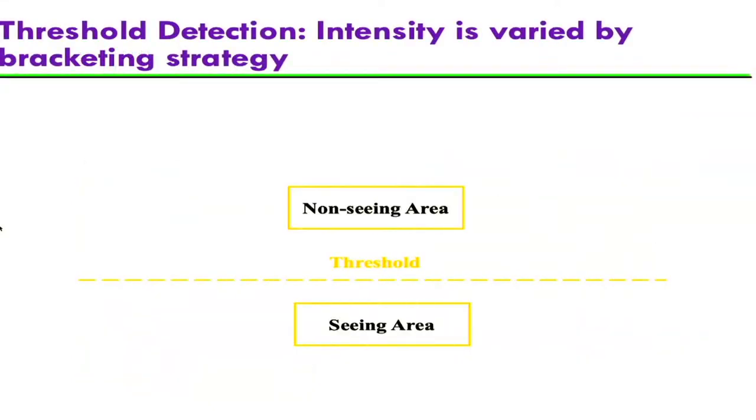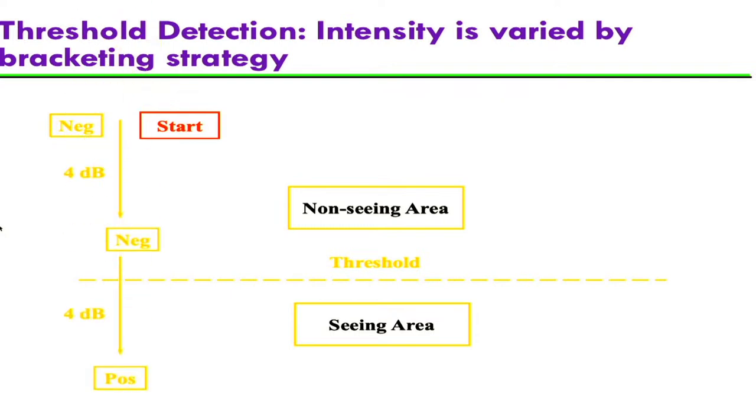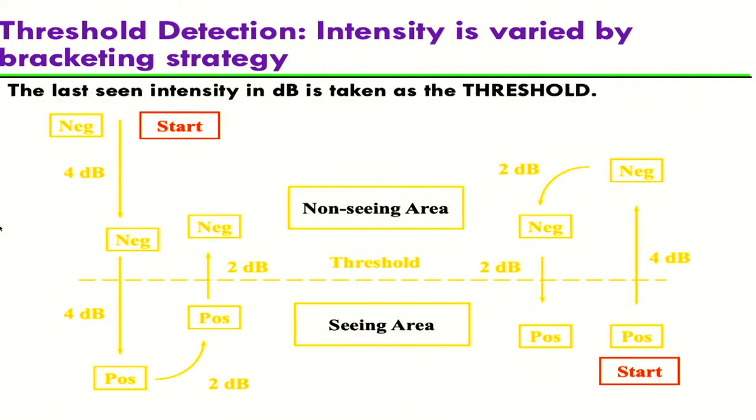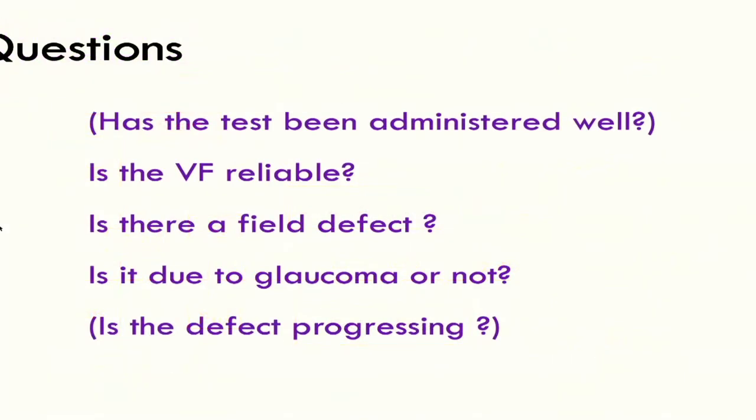So intensity is varied when it's measured. It's done as a bracketing strategy. You can go from a non-seeing area, proceed in 4 decibel values, and when it is seen, you go back up and retrace your steps in 2 decibel values, and vice versa when you're doing it via a seeing area. This is how thresholding is done.